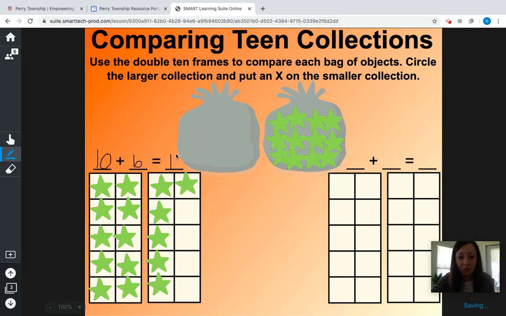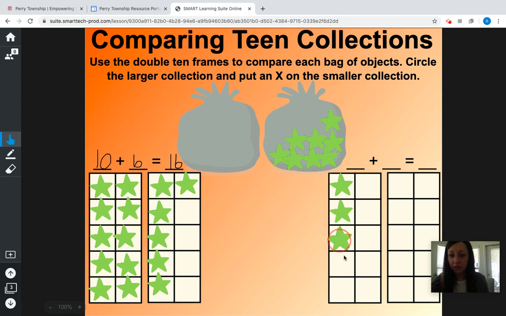So all together, when we were counting out those stars on these double tens frame, we knew we had 16 altogether, but we can break it down by saying, okay, we know there's 10 here and there's 6 more here, so 10 plus 6 equals 16. All right, let's look at the next one. So let's see, we're going to be able to now compare once we get these all sorted out. So let's put the stars on our double tens frame.